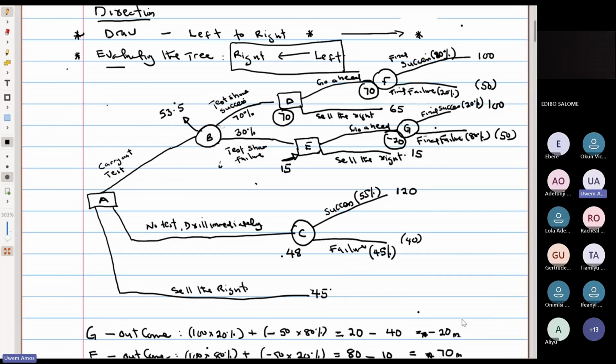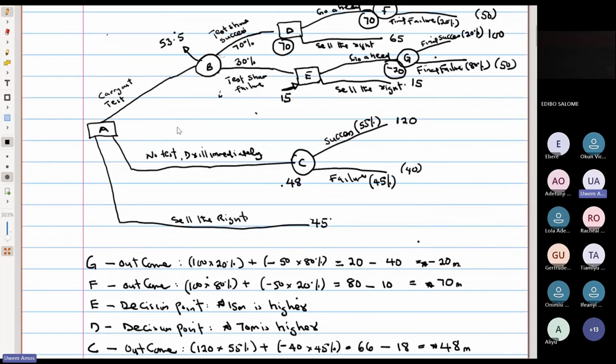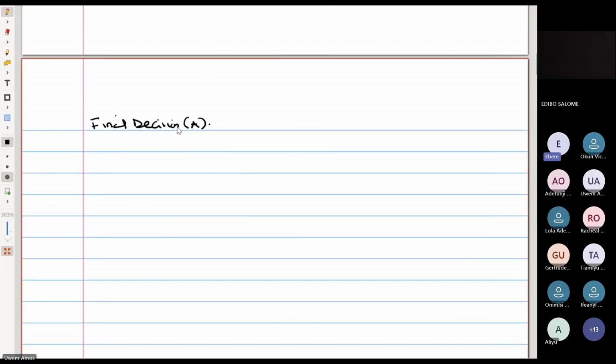Okay, so our A is a decision point, meaning that we need to make a decision. And there are 3 lines coming out of that. The first decision is that we carry out a test. If we carry out a test, it will land us at B. And what is the value for B? 53.5 million. So that's our first choice.